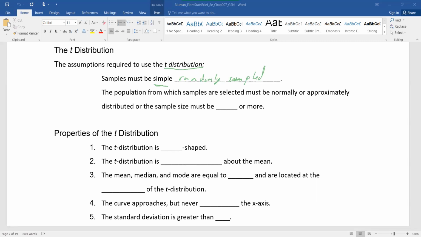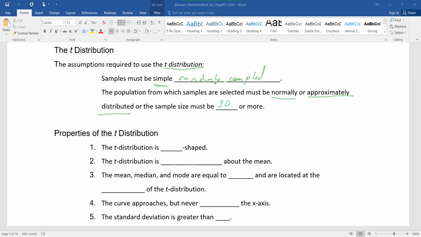The population from which samples are selected must be normally or at least approximately normally distributed. Or the sample size must be 30 or more. And so if it's greater than 30, it doesn't have to necessarily be normally distributed. This is your classic interval stuff that we've been doing. This is called T distribution. We'll go with this.